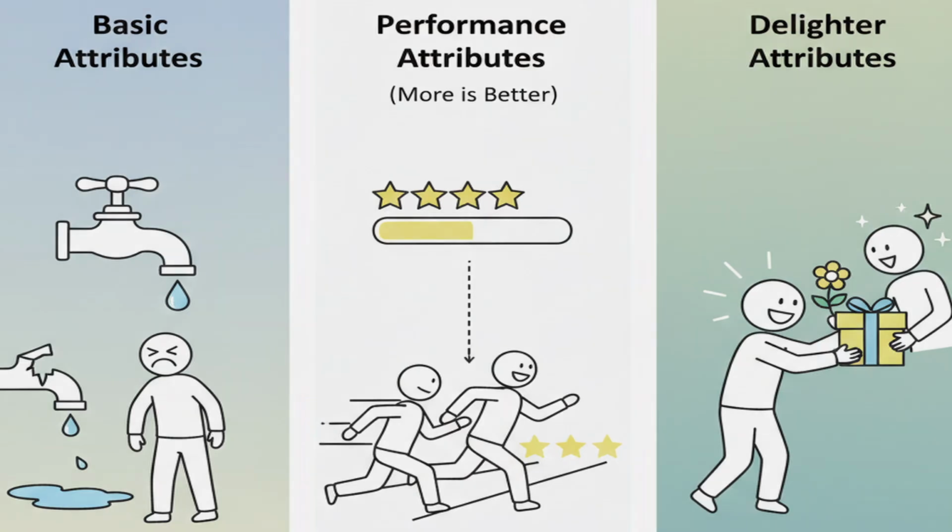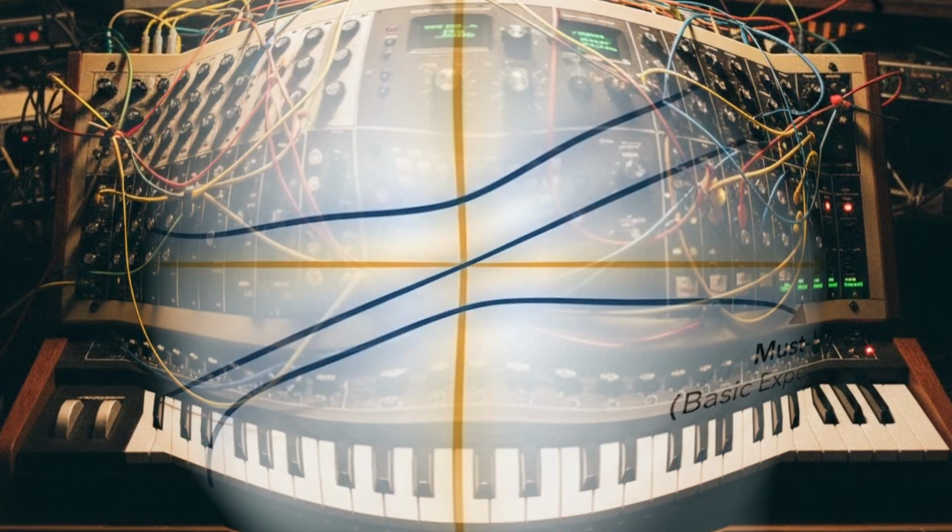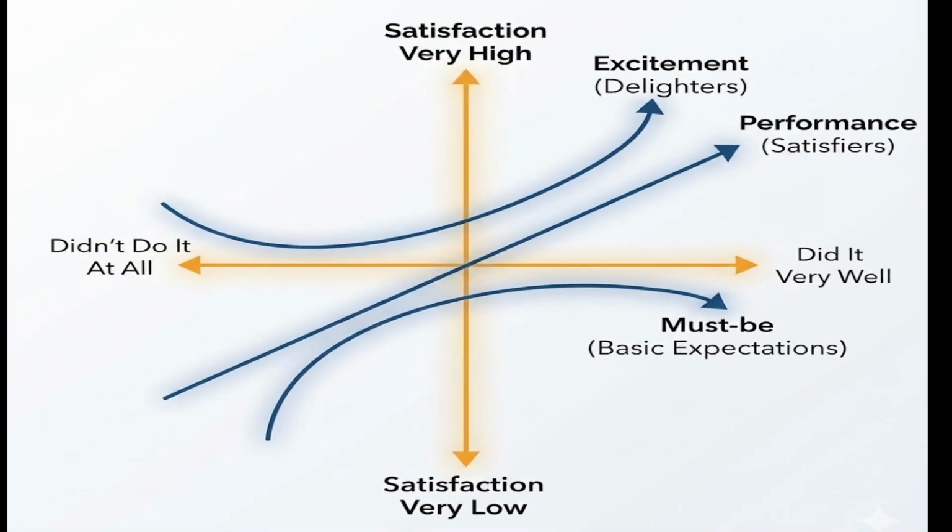compass. The Kano Model was developed in the early 1980s by Japanese quality management expert, Dr. Noriaki Kano. At the time, product development primarily operated on a linear assumption. The more features you add, the happier the customer is. Dr. Kano realized this was fundamentally flawed. He demonstrated that customer satisfaction is not linear. It's asymmetrical. Some features merely prevent dissatisfaction, we expect them, while others create exponential delight.